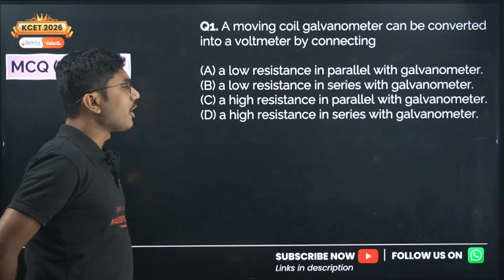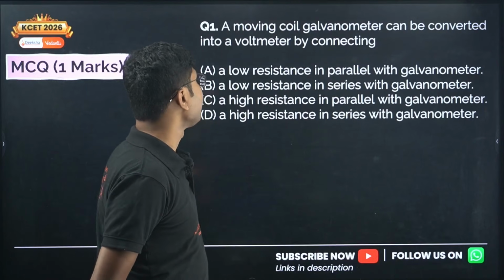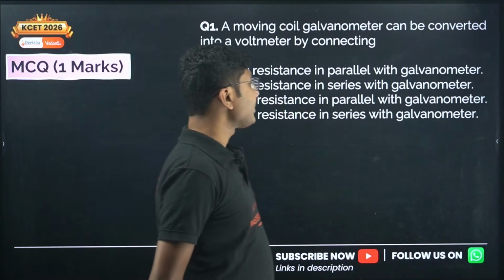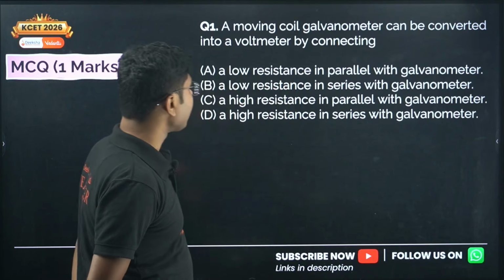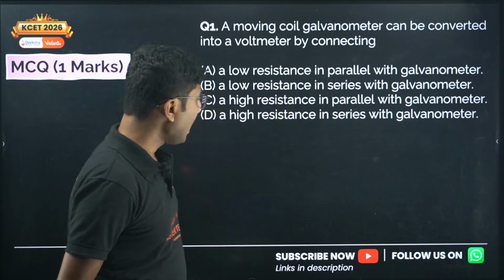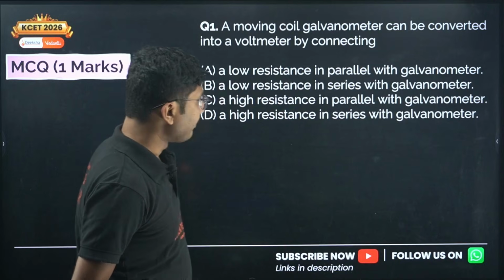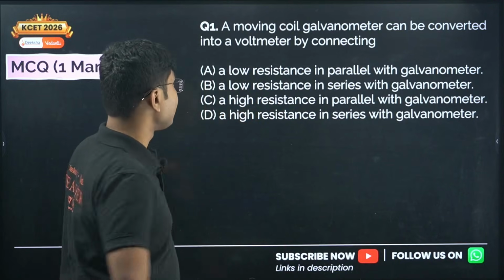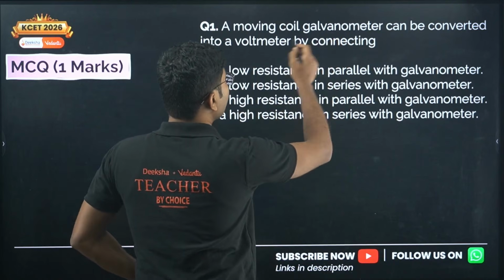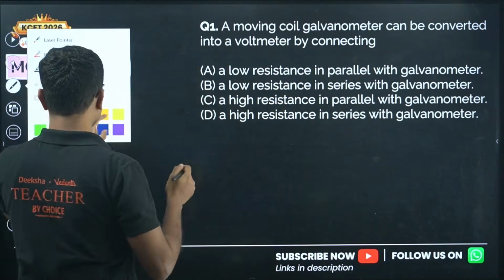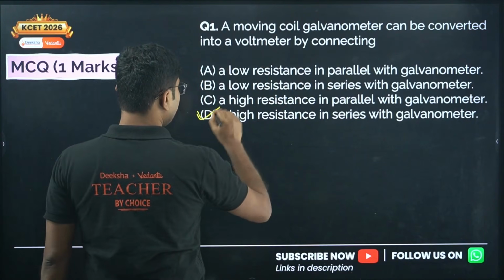A moving coil galvanometer can be converted into a voltmeter by connecting: a low resistance in parallel with the galvanometer, a low resistance in series with the galvanometer, a high resistance in parallel with the galvanometer, or a high resistance in series with the galvanometer. So for galvanometer to voltmeter, we need a high resistance in series with the galvanometer. So the correct answer is option D.